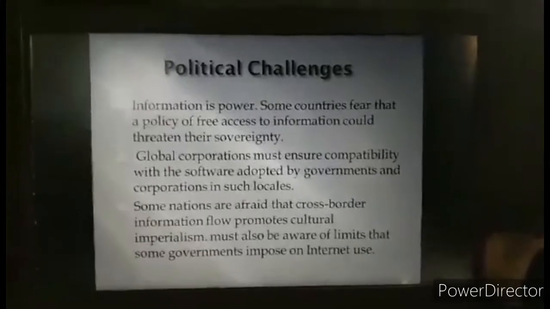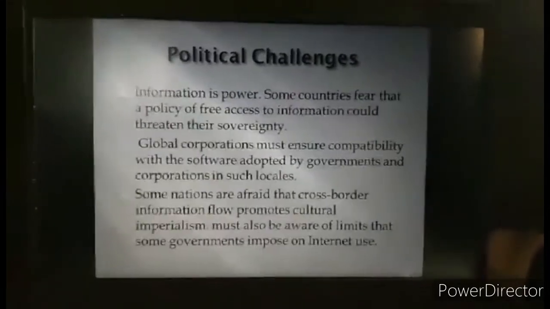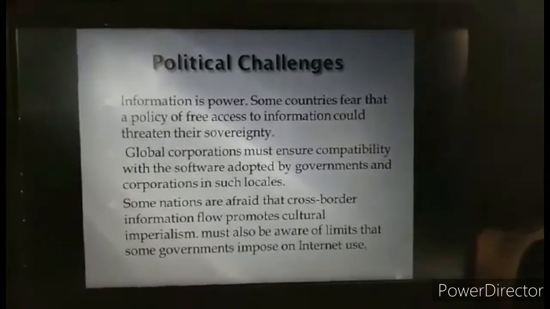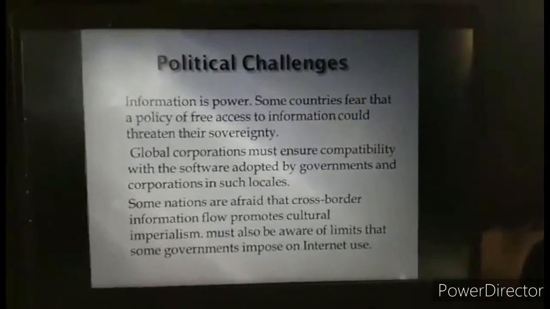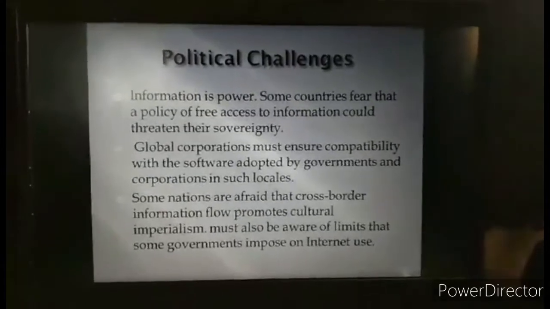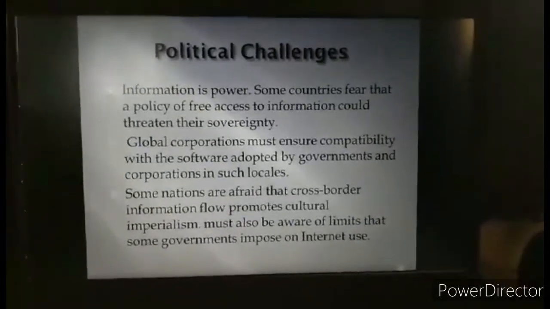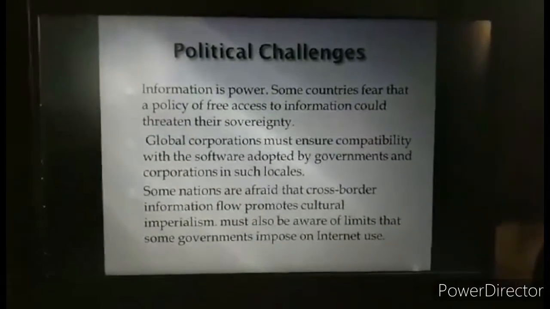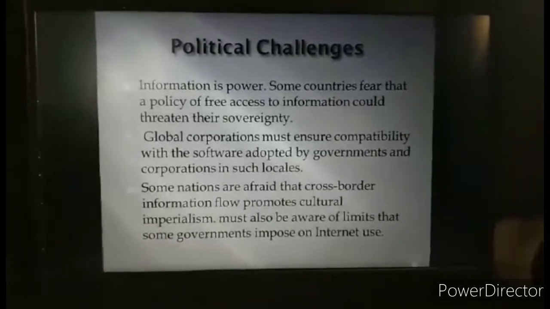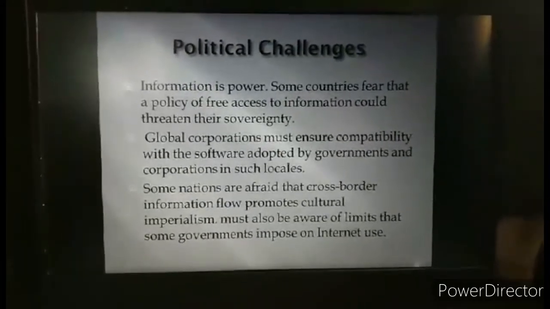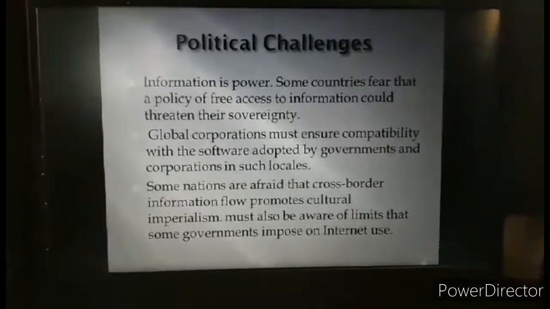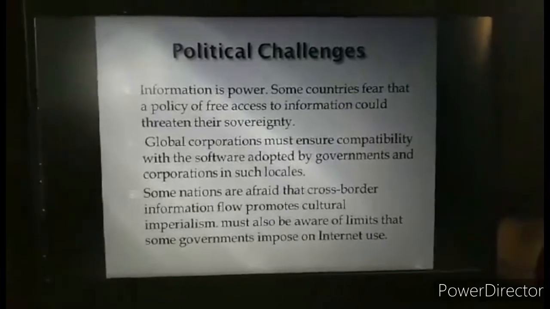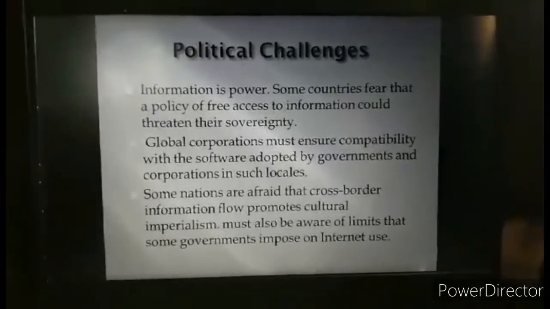Political challenges. Information is power. Some countries fear that a policy of free access to information could threaten their sovereignty. Global corporations must ensure compatibility with the software adopted by the government and corporations in such locales. Some nations are afraid that cross-border information flow promotes cultural imperialism. Companies must also be aware of limits that governments impose on internet use.